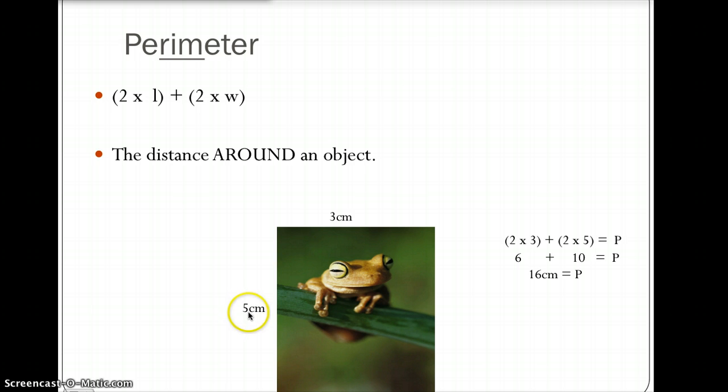Okay, so if we take 2 times the length, 2 times 3, plus 2 times your width, so plus 2 times 5, equals your perimeter. So then you do 6, because 2 times 3 is 6, plus 10, because 2 times 5 is 10, equals your perimeter. So 6 plus 10 is 16 centimeters is your perimeter. That's the distance around the picture of the frog.